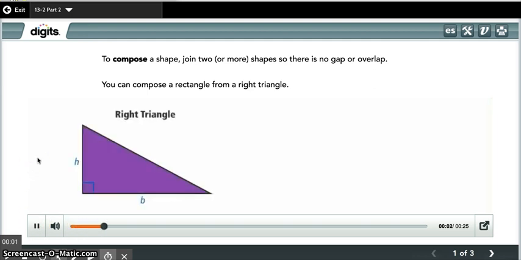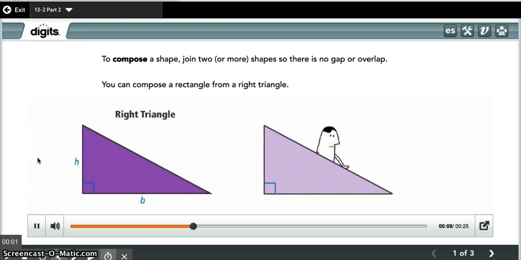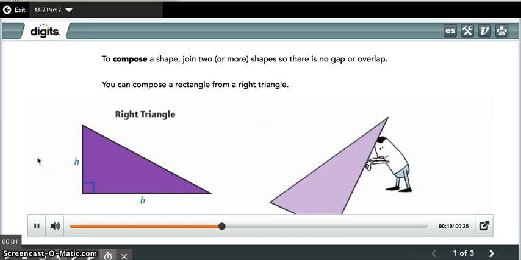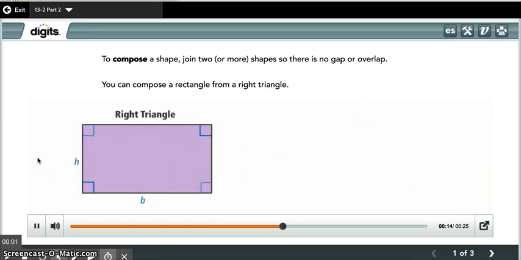Suppose you have a right triangle with base B and height h. To compose a rectangle, first make a copy of the right triangle. Rotate the copy, and then push the triangles together to form a rectangle. So you can use a right triangle to compose a rectangle with the same base and height as the right triangle.